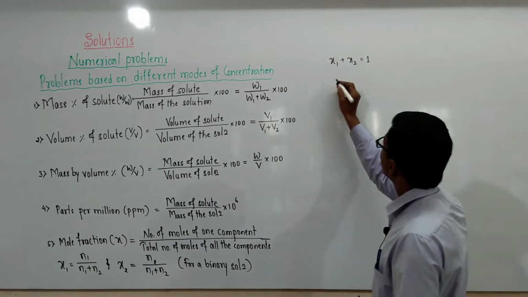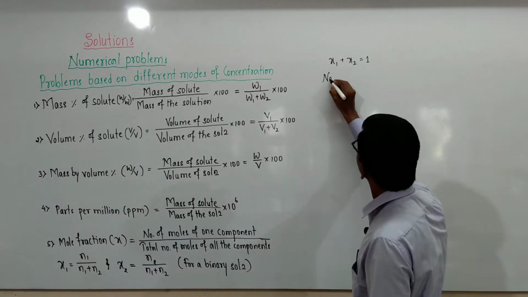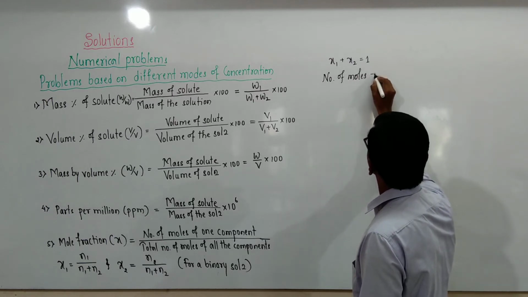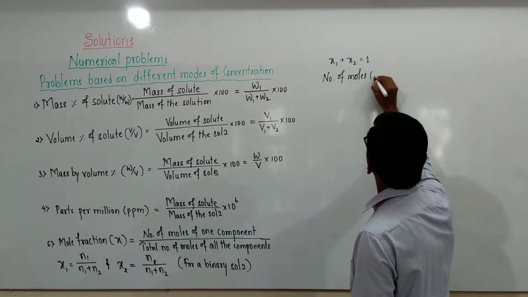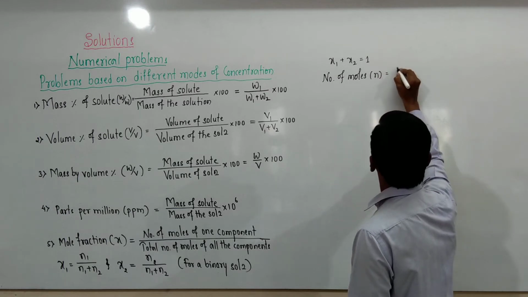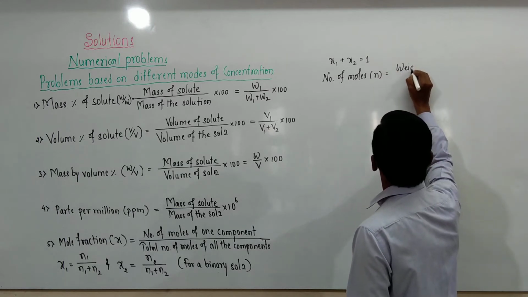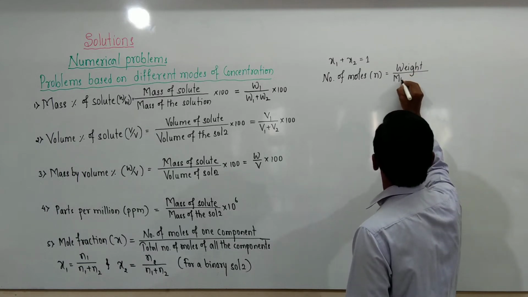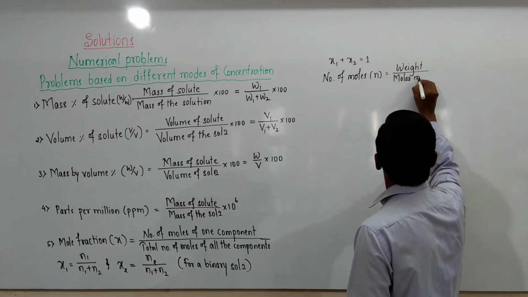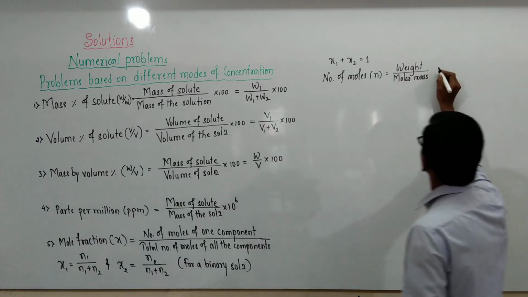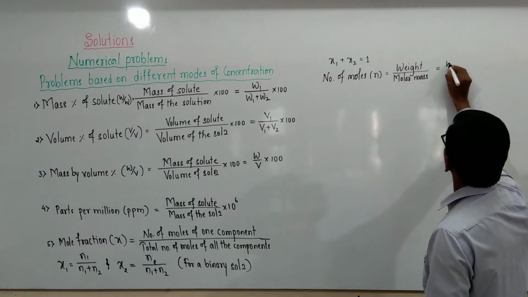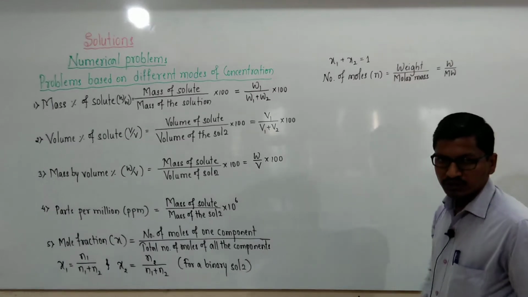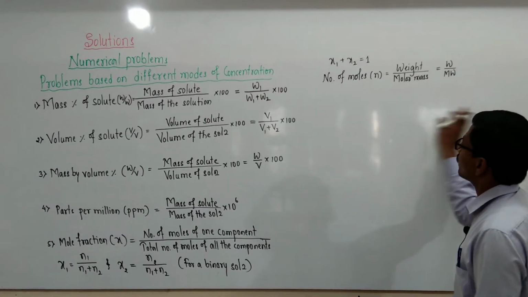And number of moles is nothing but number of moles, that is N is equal to weight by molar mass or molecular weight. It is W by MW. MW is nothing but molar mass or molecular weight.